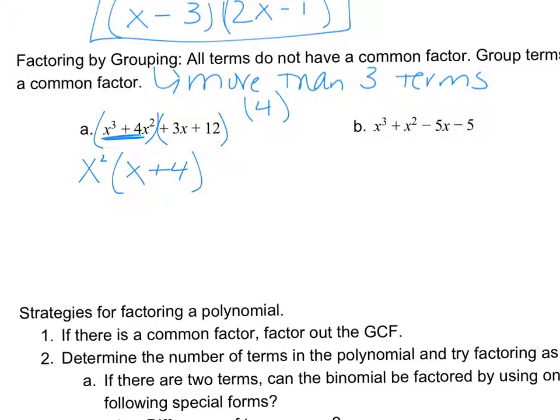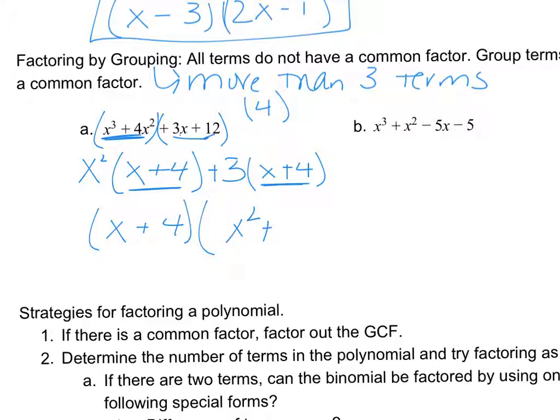My second group of terms, these two here, both have a 3 in common. So when I take out the 3, that leaves me with an x plus 4. The x plus 4 here becomes now the greatest common factor of the whole thing, and I'm left with x squared plus 3. And this is the factored result of that expression.